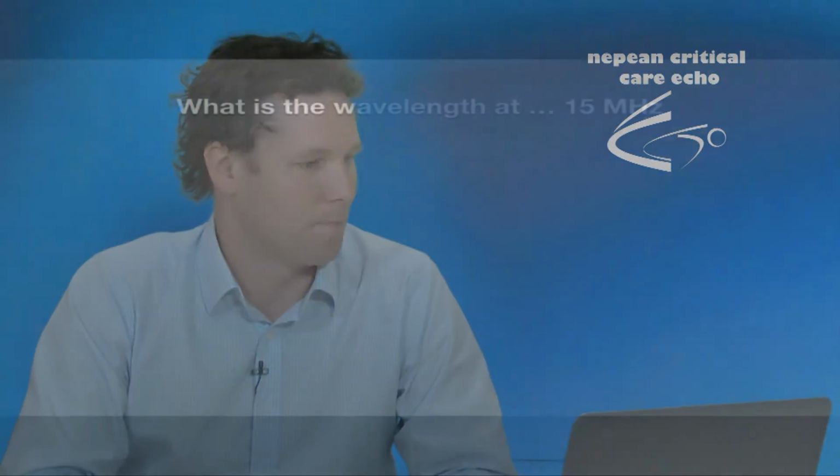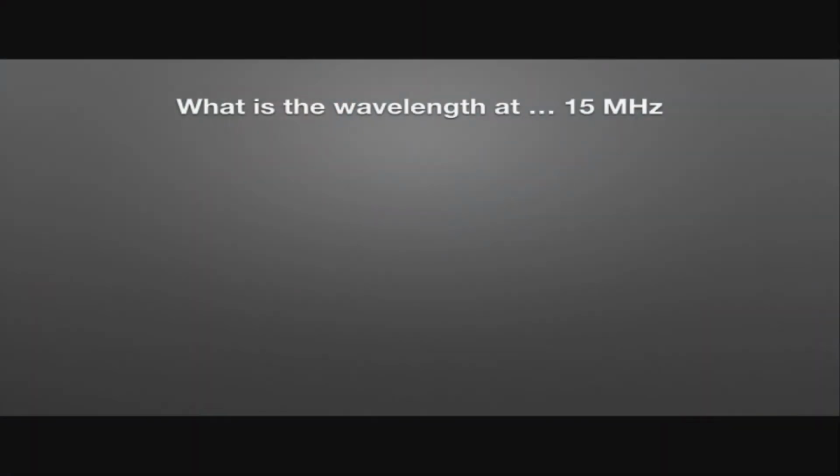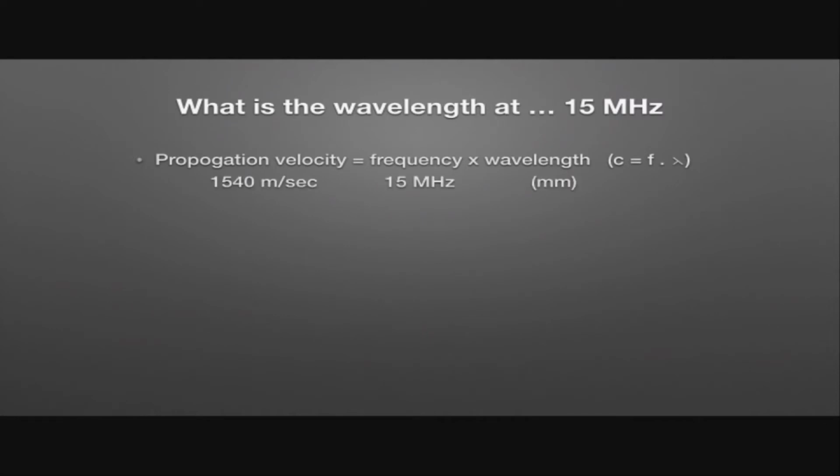So let's ask a question. What is the wavelength of an ultrasound transducer that's operating at 15 megahertz? If we remember that the propagation velocity is equal to the frequency times the wavelength, and we remember that the propagation velocity is assumed to be 1,540 meters per second, and for a 15 megahertz probe, we're going to try and determine the wavelength in millimeters.